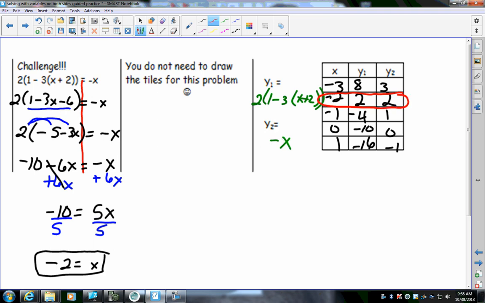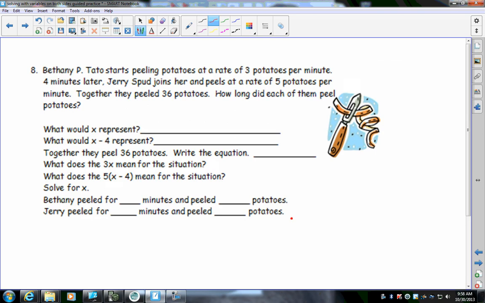All right, now you need to look carefully because, like I said, your papers are cut off on the word problem. Here's what it's supposed to say. Bethany Potato starts peeling potatoes at a rate of 3 potatoes per minute. Okay, so that's going to be important. 3 potatoes per minute. 4 minutes later, Jerry Spud joins her and peels at a rate of 5 potatoes per minute. Together they peel 36 potatoes. How long did each of them peel?